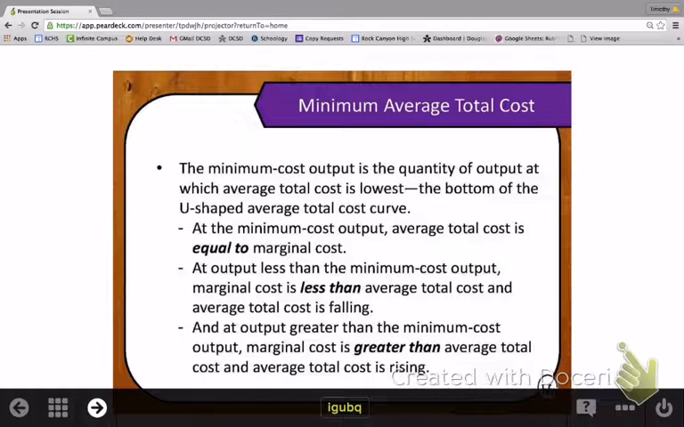So the minimum cost output is the quantity of output at which average total cost is the lowest. That's the bottom of the U-shaped average total cost curve. At the minimum cost output, average total cost is equal to the marginal cost. At output less than the minimum cost output, marginal cost is less than average total cost, and average total cost will be falling. At an output greater than the minimum cost output, marginal cost will be greater than average total cost, and average total cost will be rising. So, where marginal cost is equal to average total cost will always be at the minimum of the average total cost curve.